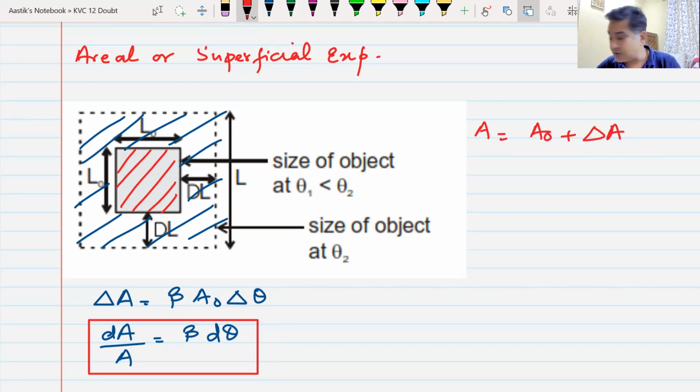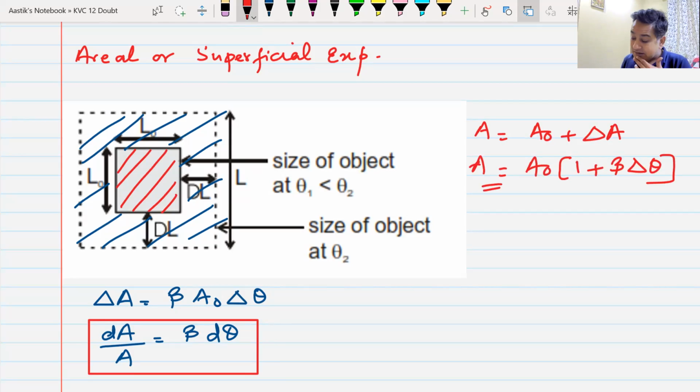Beta is known as the coefficient of areal or superficial expansion. The formula still looks like A equals A naught into 1 plus beta into delta theta. This is the final area. Alpha is the coefficient of linear expansion. Beta is taken as the coefficient of areal expansion. Remember, we are talking about the expansion of solids. We have not gotten into the expansion of liquid. Do we understand this? Yes, sir. We are only dealing with expansion of solids. Once this is done, then we shall move on to expansion of liquids.